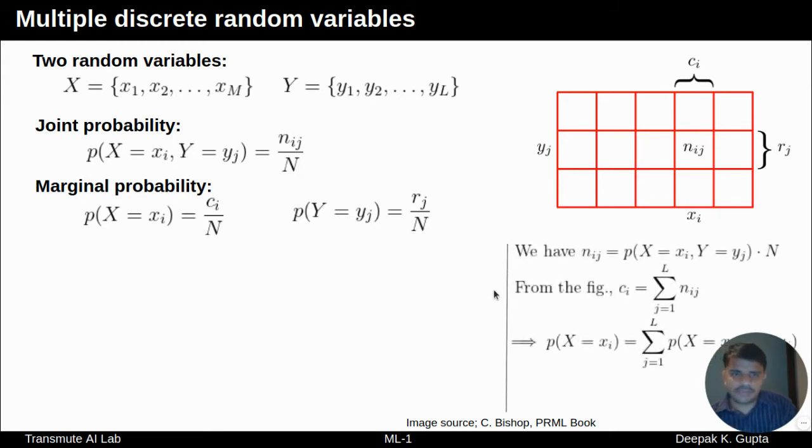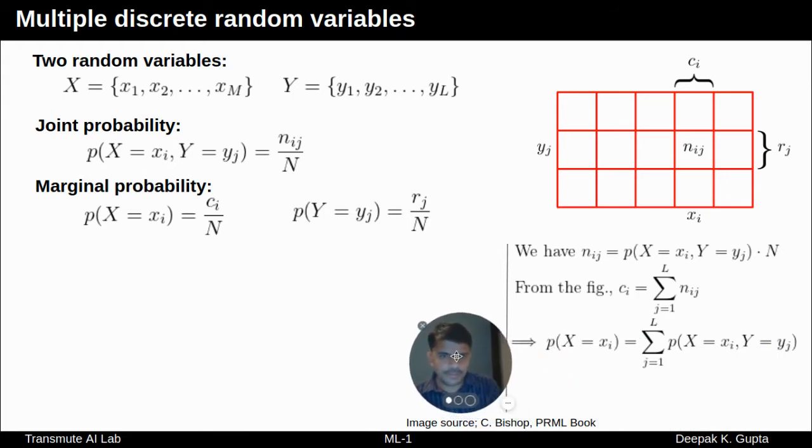Now we do some maths here. We had this joint probability from this equation: the joint probability of x equal to xi, y equal to yj is equal to nij over N. We bring the capital N to the left side. So we get nij is the joint probability of x and y multiplied by N. Now from the figure, we see that ci is equal to the summation of nij. So ci is the sum of nij across all possible values of j. So we write ci is equal to the summation from j equal to 1 to l of nij, right?